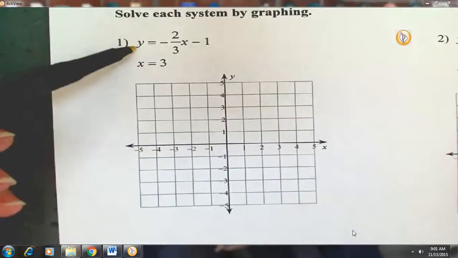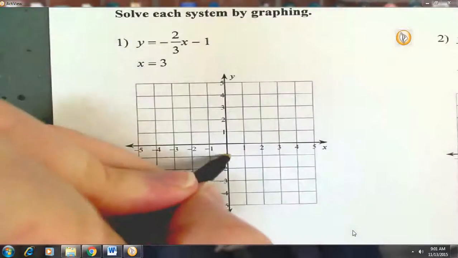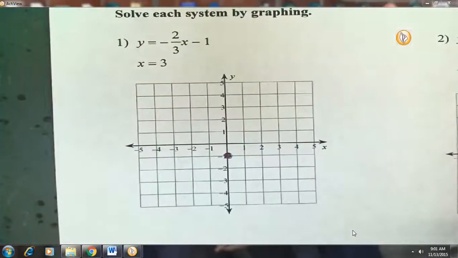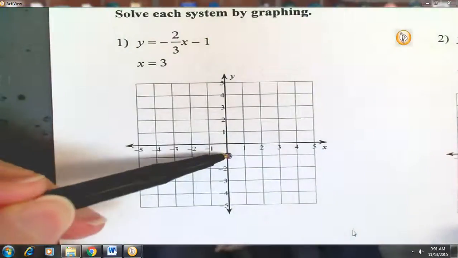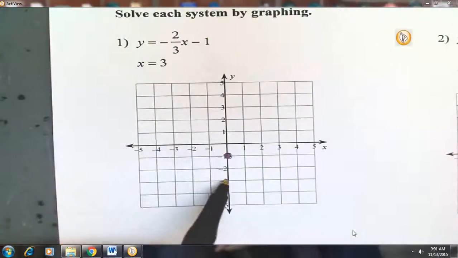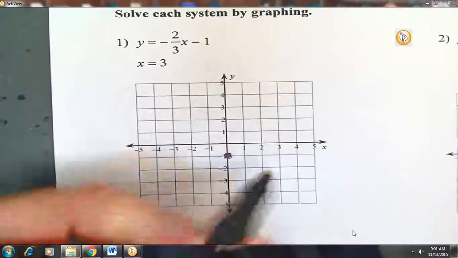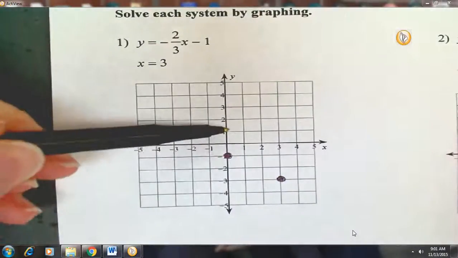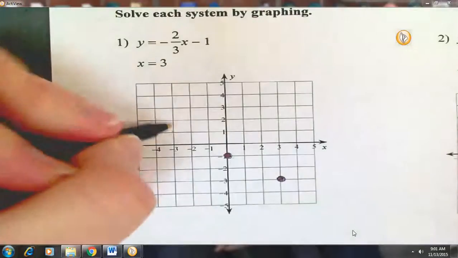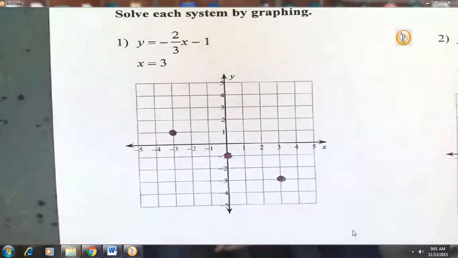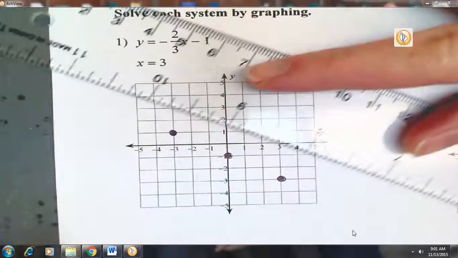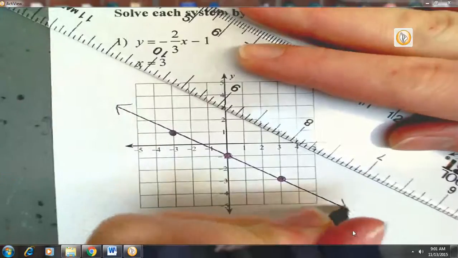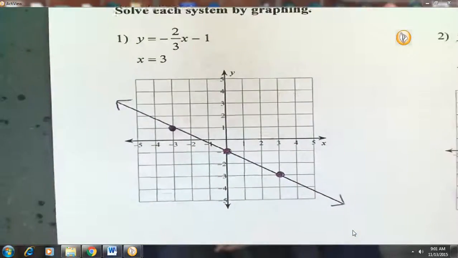So to graph the first equation, we have a y-intercept at -1. So we'll start by putting a dot at -1. Our slope is -2/3. So from this dot, we're going to go down 2 and right 3, and put a dot. We could also go up 2 and left 3, and put a dot. I need at least 3 points. You can put more on there if you want, but at least 3. Take your ruler and draw the line through the points.